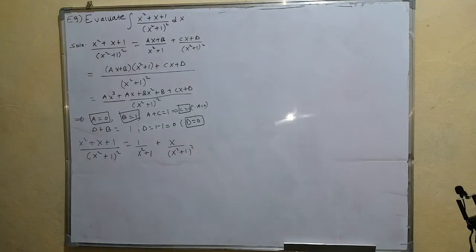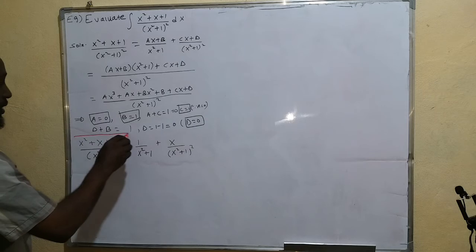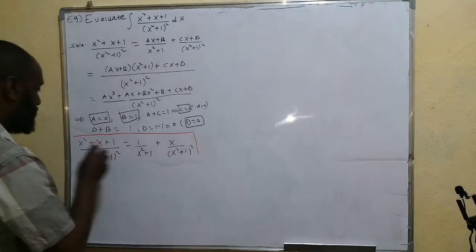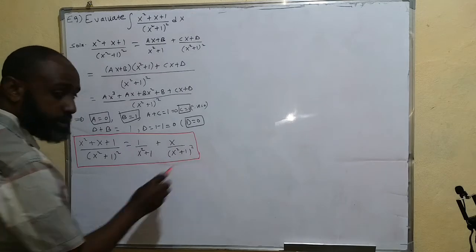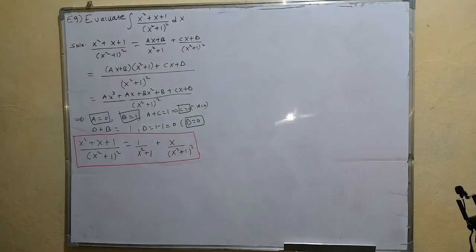x squared plus 1 the whole square. So we decompose this rational expression like this. This is not the end of the work. We are in the middle of the work. It's not over.